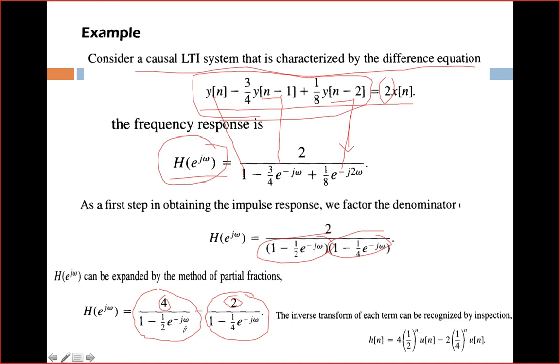After doing this, you have to take the inverse discrete time Fourier transform. Here the inverse Fourier transform of the first term is 4 into 1 by 2 power n into u of n, because the coefficient of e power minus j omega is 1 by 2. And minus 2 into 1 by 4 power n into u of n, since the coefficient of e power minus j omega is 1 by 4. This is the inverse DTFT of the transfer function H of e power j omega.